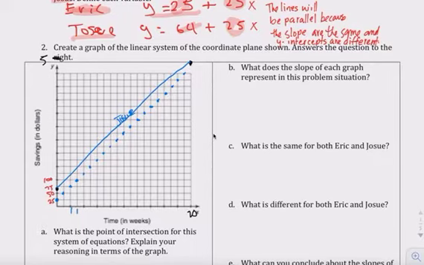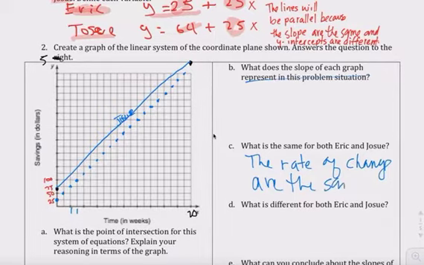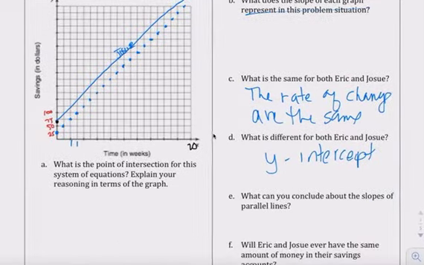What does the slope represent? The amount they save. What is the same for both Eric and Josue? The slope is the same. The rate of change, I want you to use the word rate of change. The rate of change is the same. What's different? The y-intercept. We explained it here. What can you conclude about the slope of parallel lines? When they're the same, they never meet.